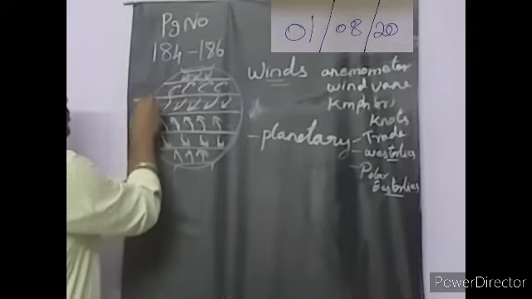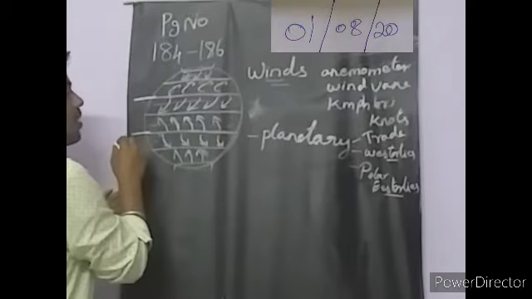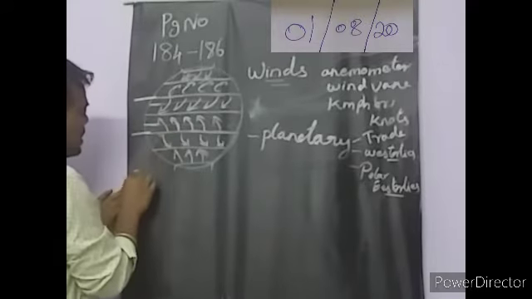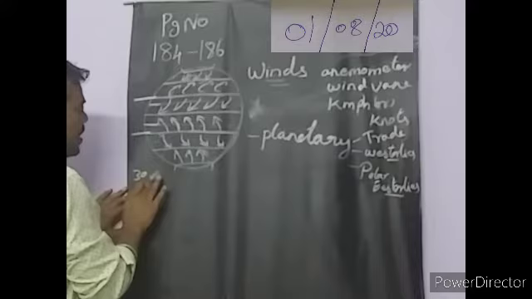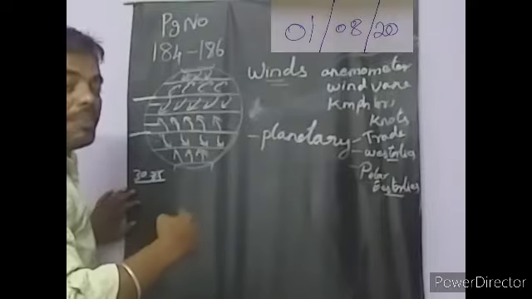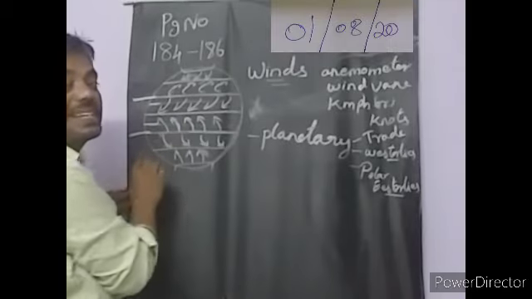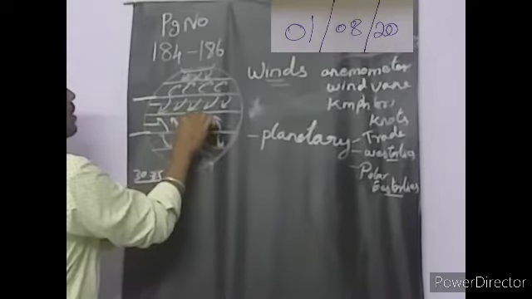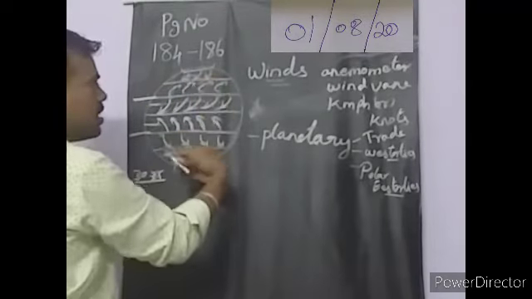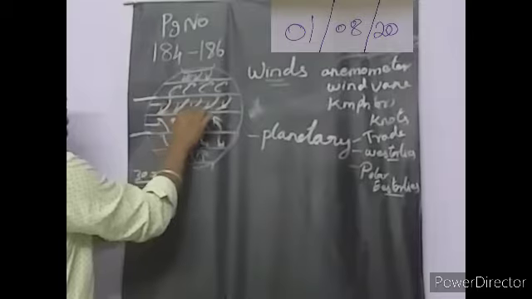The high pressure belt is available in both hemispheres. This is the subtropical high pressure belt, near the Tropic of Cancer and Tropic of Capricorn, at around 30 to 35 degrees. From that particular belt, the wind blows towards the equatorial low pressure belt. In both the northern hemisphere and the southern hemisphere, the wind blows towards the low pressure belt.